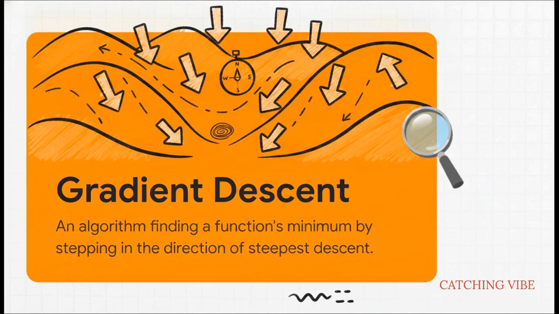Gradient descent is the mathematical compass that points the network down the steepest slope. It calculates the negative gradient of the function and iteratively takes tiny steps downwards. And the size of those steps? That's controlled by a setting we call the learning rate.